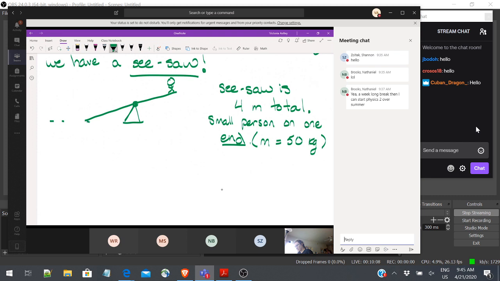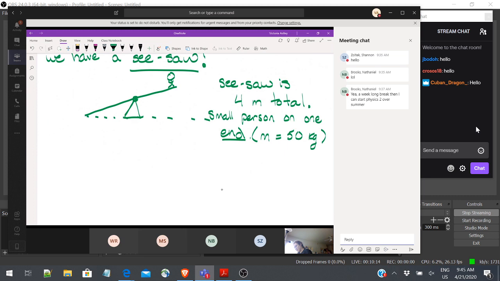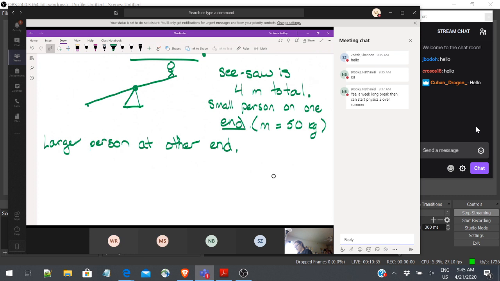And let's say we have a larger person at the other end. They're just standing on it because that's how seesaws work.